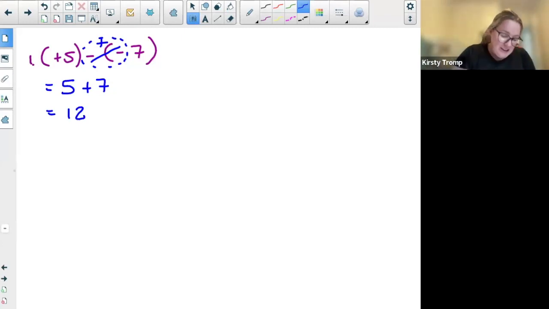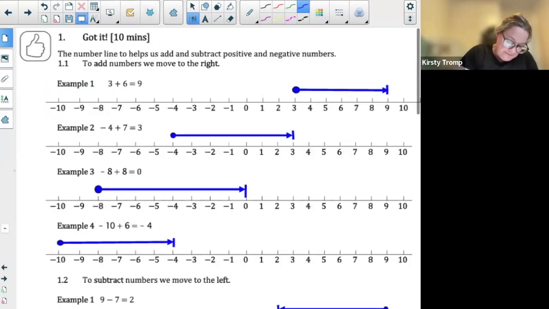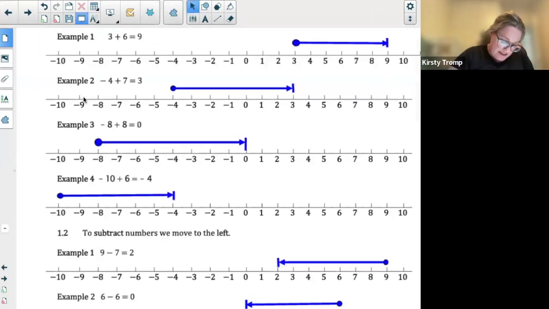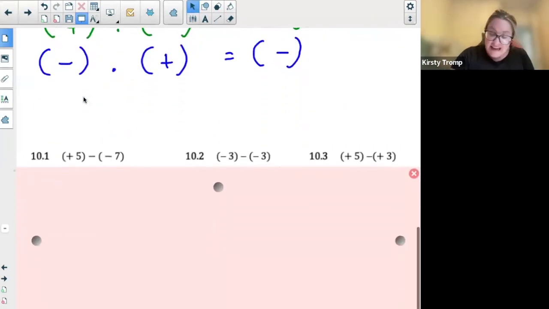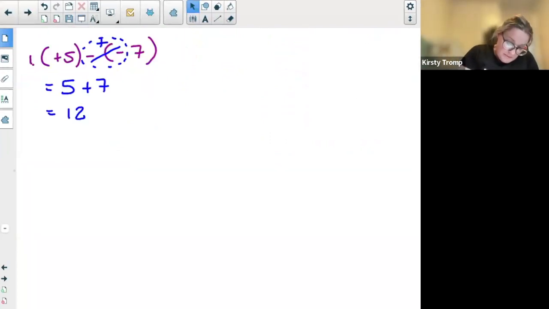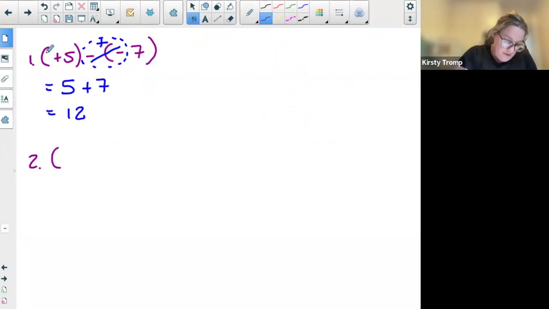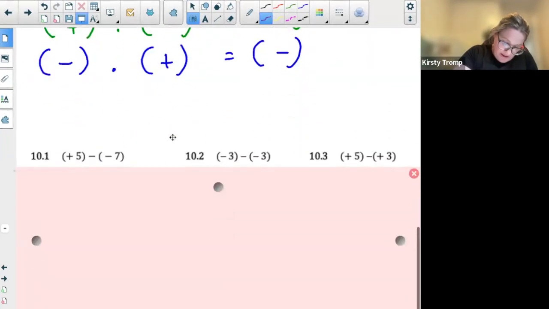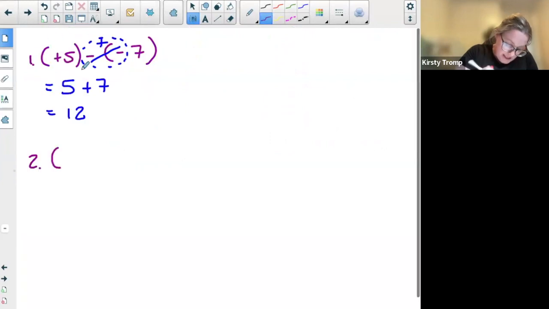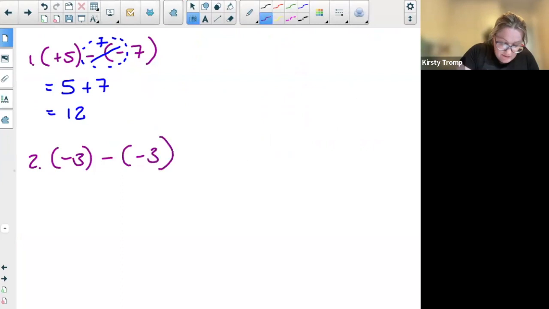All right. So let's go have a look at another one. Oh, dear. Let's have a look at another one, guys. So my next one was -3 minus -3. Okay. So number two. What was it now? Now I can't remember. It took me so long to get there. It was -3 minus -3, guys. Right. Who's helping me out?